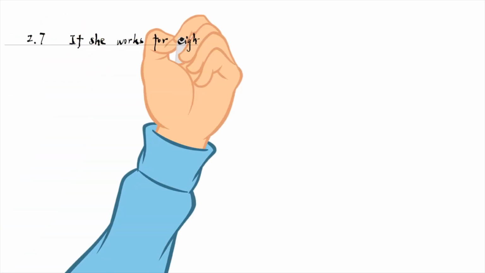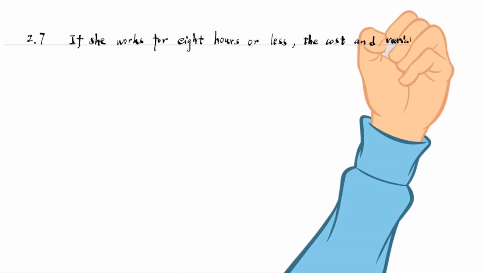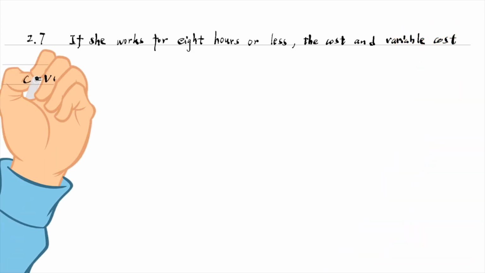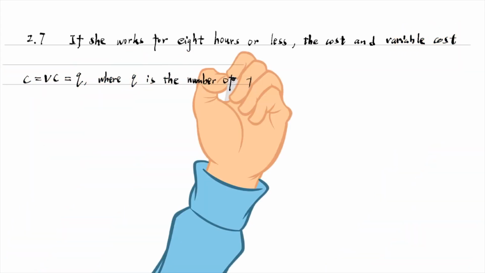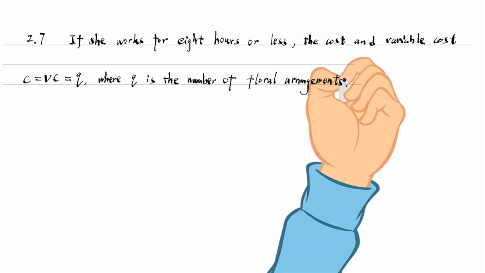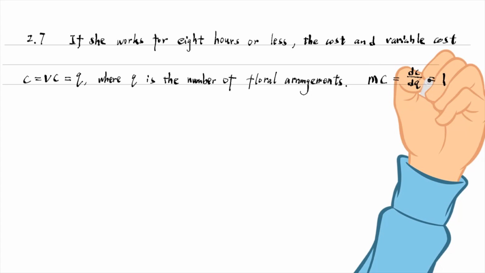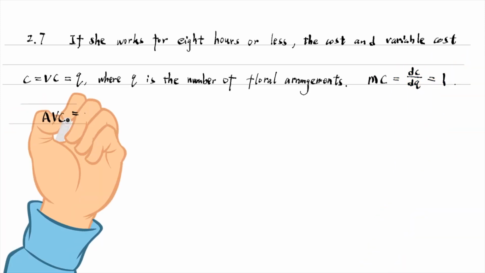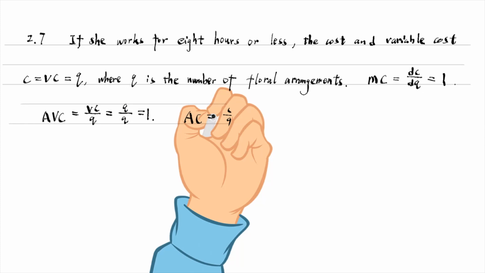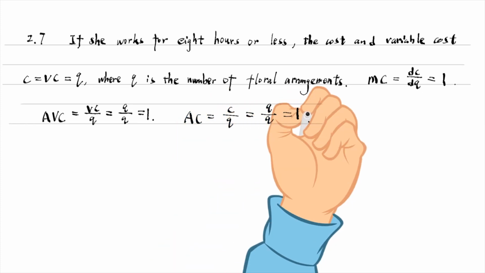Her hours of work are the variable input, so there's only the variable cost for the production. If she works for 8 hours or less, the total cost and the variable cost are the same. C equals VC equals Q, where Q is the number of floral arrangements. The marginal cost, the average variable cost, and the average cost are $1.